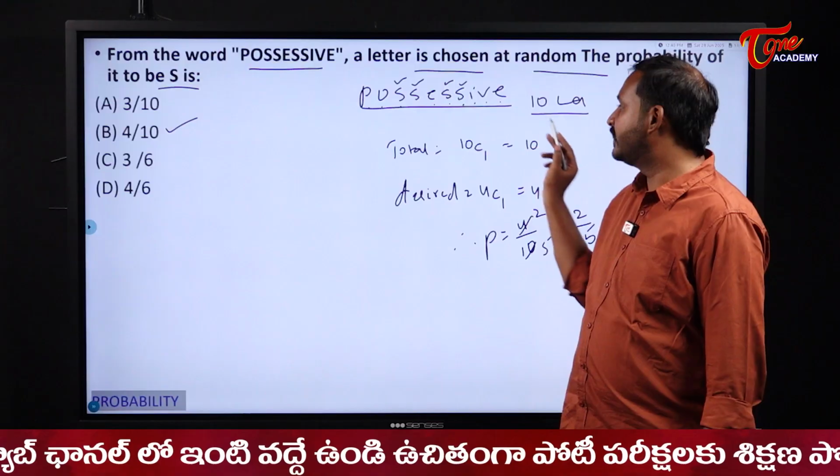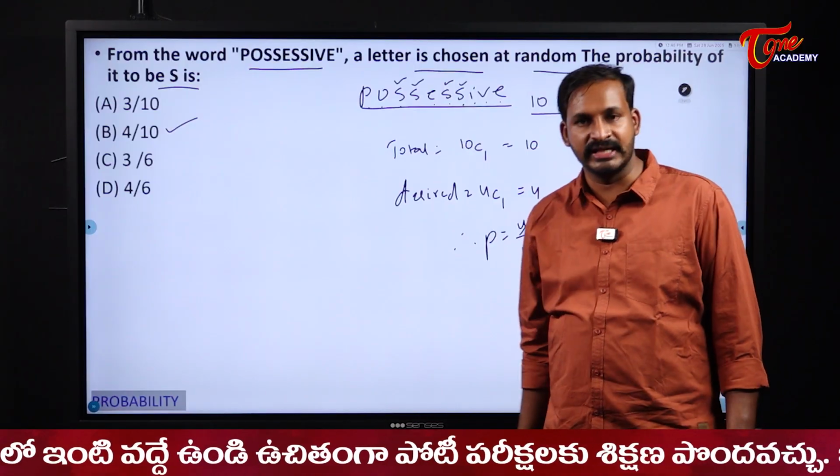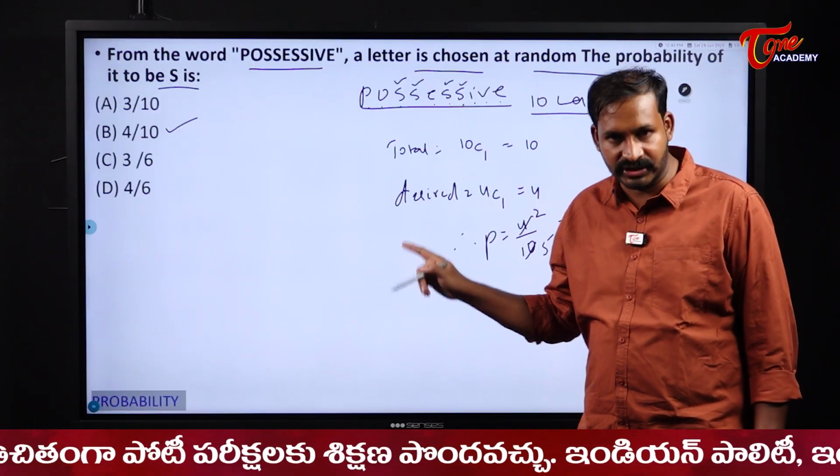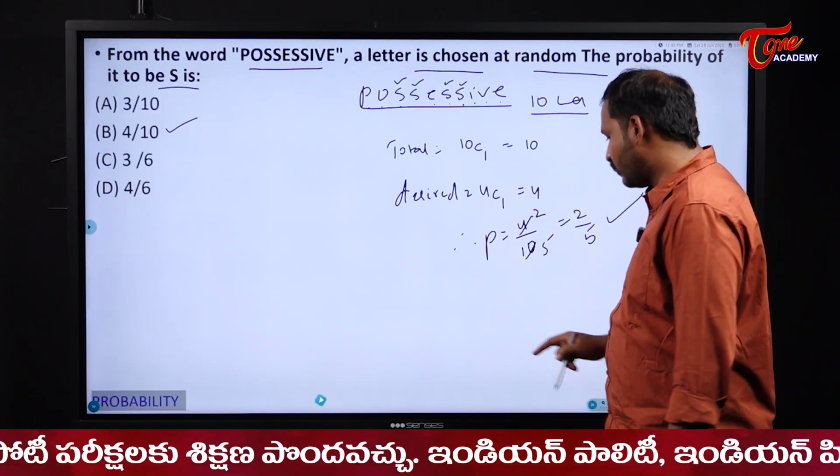From 10, I need to pick 1. And here, 4 S are available. From those 4 S, I need to pick 1. That is the reason for 4C1. So, it becomes 4.